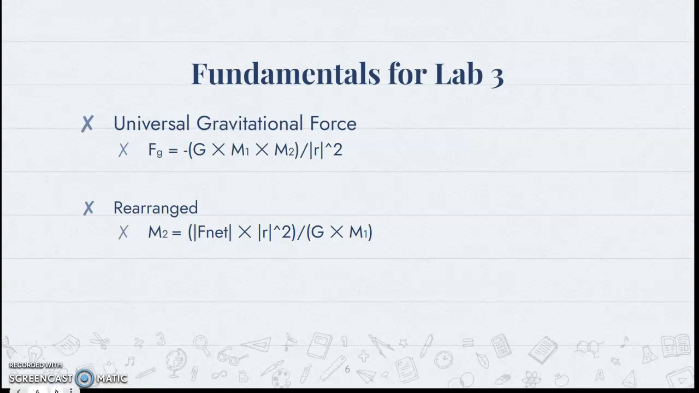But since in today's lab we are dealing with non-constant forces, v average will be replaced with v final. Finally, we have the universal gravitational force equation, which can be seen on the screen, with G representing the gravitational constant, M1 and M2 representing the masses of two different objects, and R being the distance between these two. We are interested in finding the mass of the black hole, so in order to do so, we must rearrange the equation as seen on the screen.